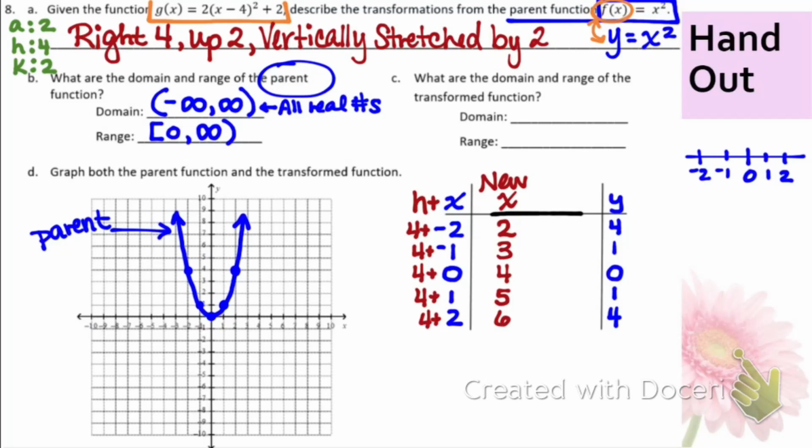For my y's, if I stretch something vertically this way, does that affect the x's or the y's? The y's. I'm going to take all the y's and we're going to multiply them by that a value. So everybody gets multiplied by 2, which makes everybody bigger or smaller? Bigger. And then we said we're going to shift up 2. What would I do to my y's if I want them to go up now? Add 2 to everybody.